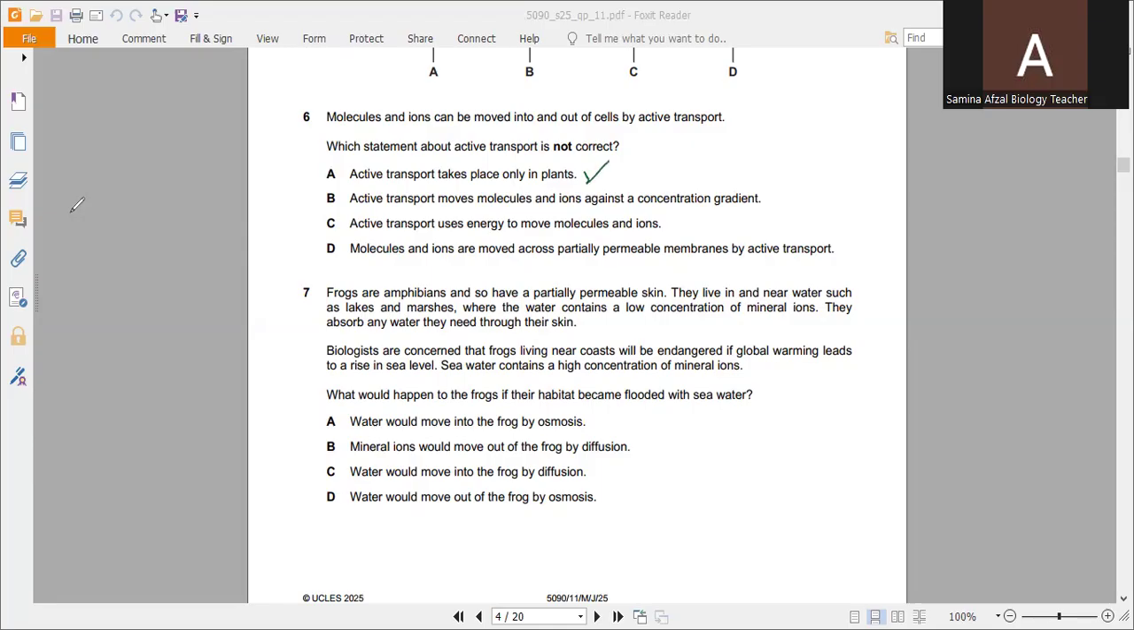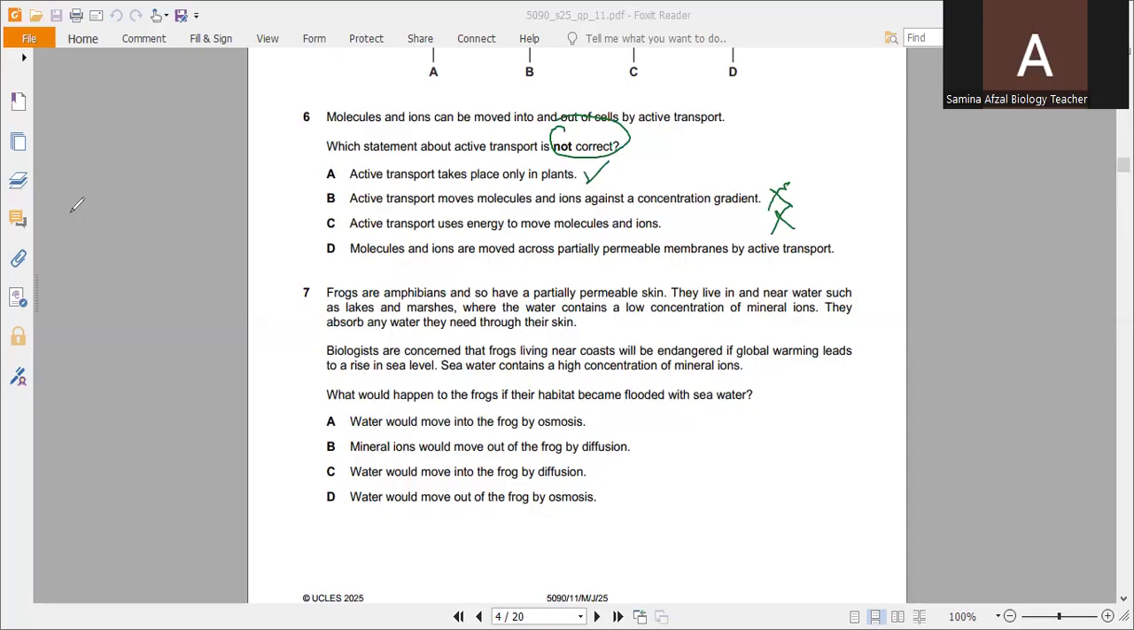Active transport moves molecules and ions against the concentration gradient. This is a true statement. So this is not the answer, because we need the statement which is not correct. Active transport uses energy to move molecules and ions. Again, this is a correct statement.